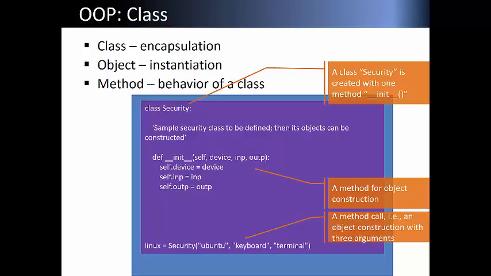In reality, the object orientation becomes reasonable by using some concept. When I'm talking about class and object, the definition or distinction between class and objects.